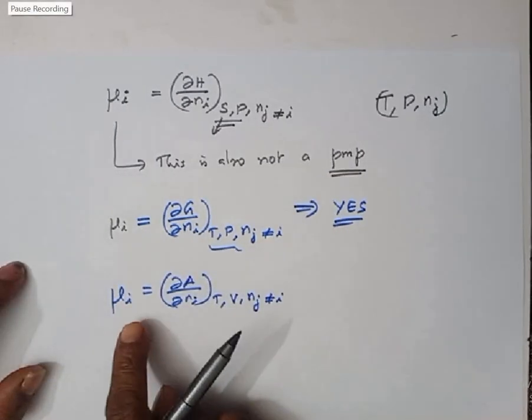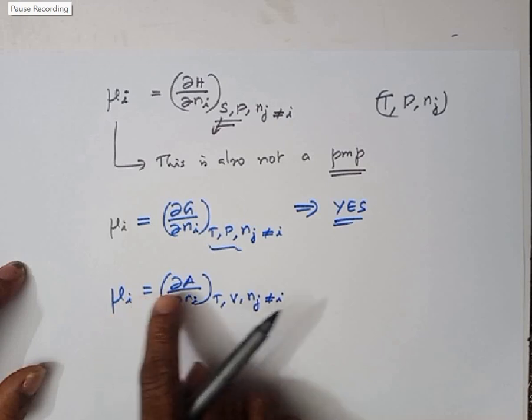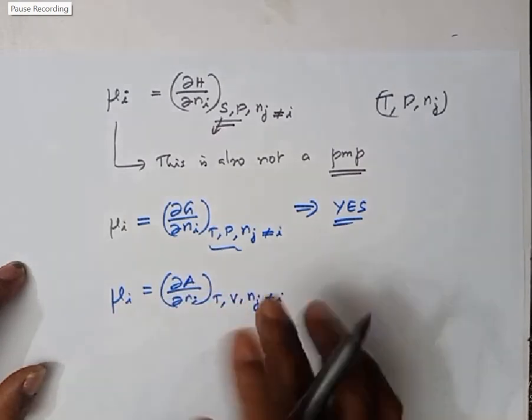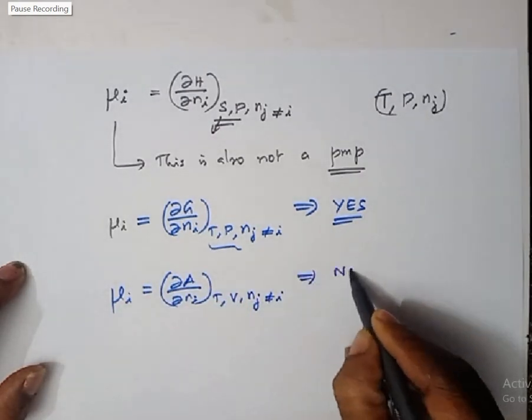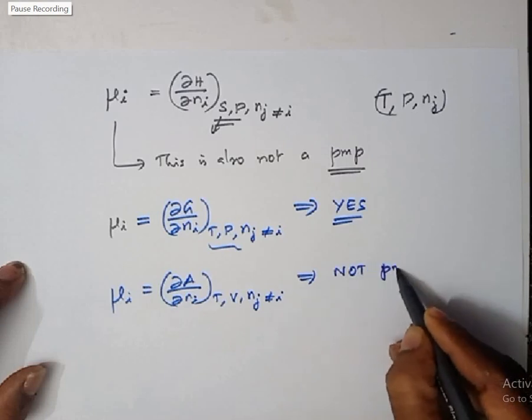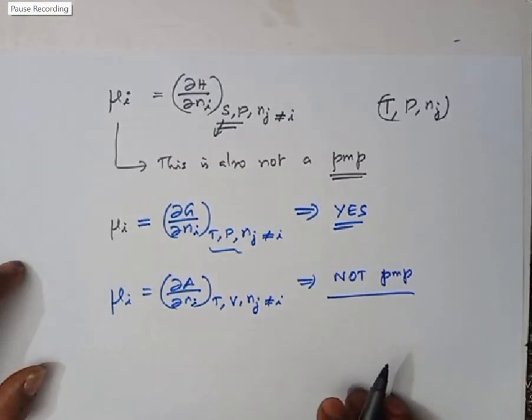This is the expression. See, this is chemical potential in terms of Helmholtz free energy, but this is not a partial molar property. Observe this. So we have discussed chemical potential and partial molar properties.